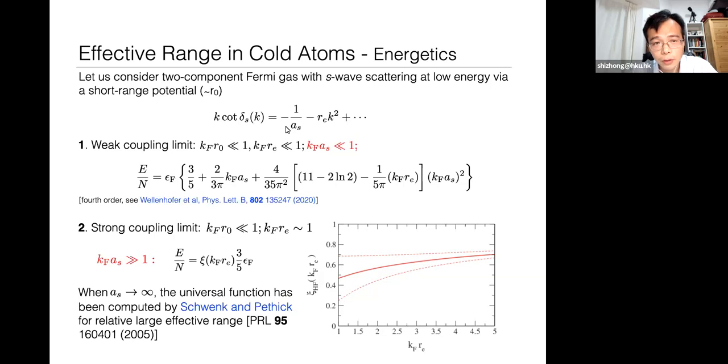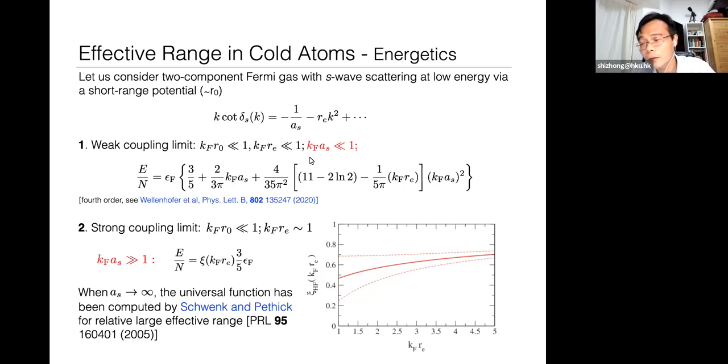If I assume a really short range potential, then both a_s and the effective range are, on the face of it, irrelevant for describing the interaction at low energy. Then you can consider the weak coupling limit, where the scattering length is very small, the parameter k_F a_s is very small, and k_F r_0 is much less than 1 and k_F r_e is much less than 1. The first tells you the system is dilute, and k_F a_s much less than 1 tells you that it is weakly interacting.